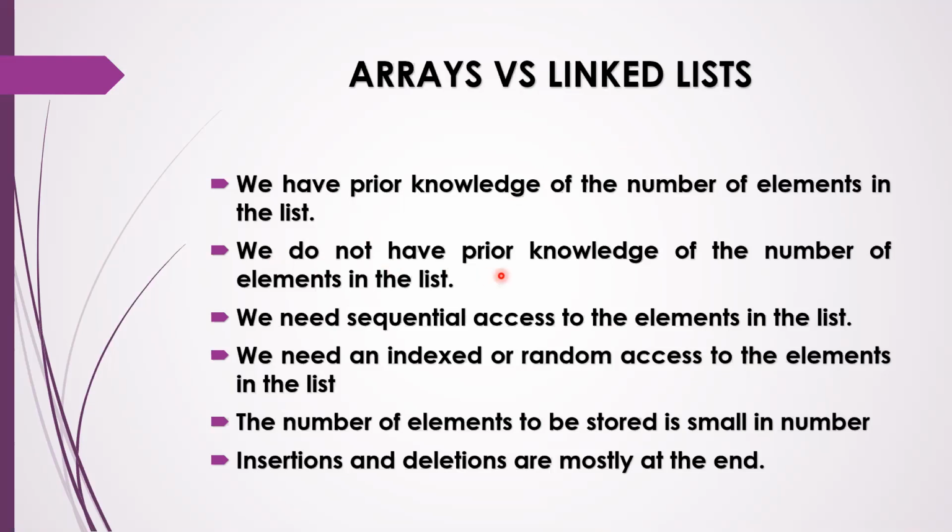Next, we do not have prior knowledge of the number of elements in the list. In this scenario, you cannot go with array, because you won't know if you need more memory, and you cannot have dynamic memory allocation in case of array. So when you have a scenario where you don't know the number of elements beforehand, you will go with linked list. Why? Because array will go out of memory. If it wants more memory, you cannot redeclare in array, but linked list does the dynamic allocations by just pointing out, pointing out, pointing out.